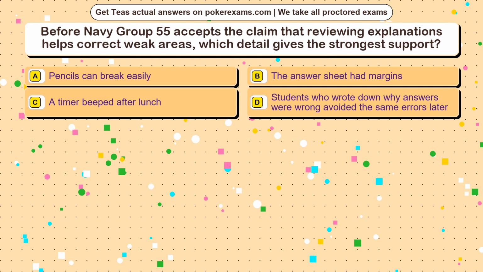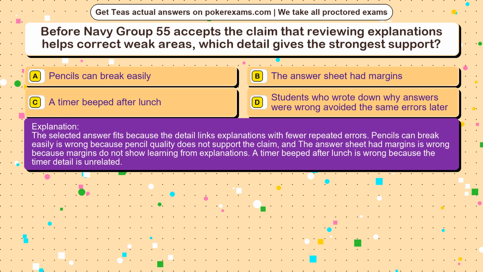The correct answer is option. The selected answer fits because the detail links explanations with fewer repeated errors. Pencils can break easily is wrong because pencil quality does not support the claim, and the answer sheet had margins is wrong because margins do not show learning from explanations. A timer beeped after lunch is wrong because the timer detail is unrelated.